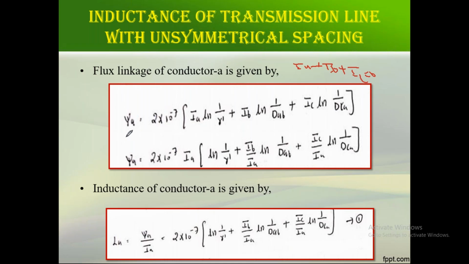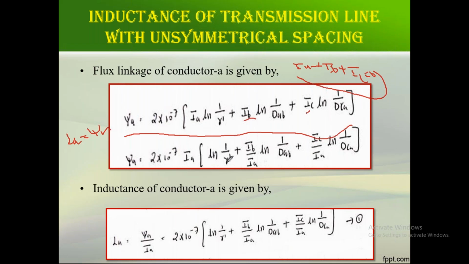Now what we obtained, same thing here also we can obtain, but we have to eliminate this IB and IC. That is the main problem in this condition. Why? Because we can't use that equation. Then how can we eliminate IB and IC, I will show you. Finally, from this equation, I'm taking IA common. Why? Because for calculating the inductance, I need two terms, one is psi A and IA, right? That's why I'm taking IA common.